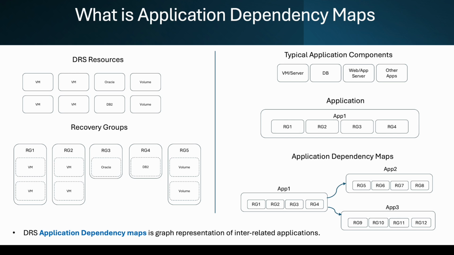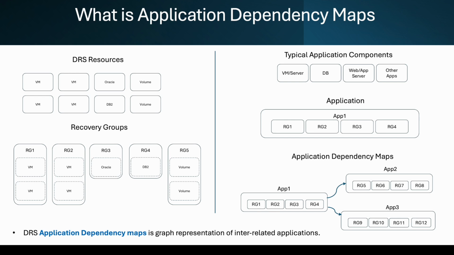At the recovery group level, we can have multiple VMs and volumes grouped together. An application can contain multiple recovery groups, and each represents a specific layer of the application, such as front end, back end, or database. During a disaster recovery scenario, it is not enough to just recover everything. The order of recovery is critical. For example, a database must be recovered before the application server that depends on it. If the order is wrong, then the application may fail even though all resources are up.